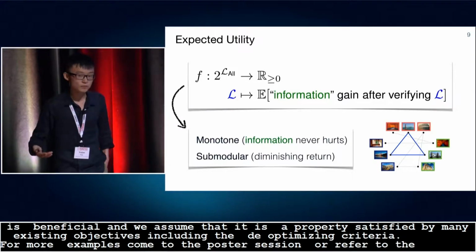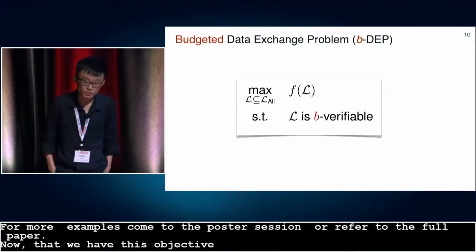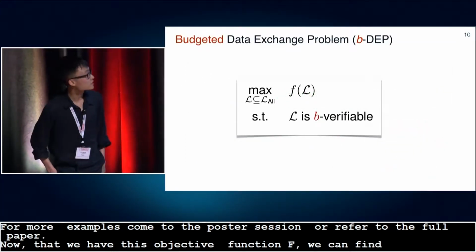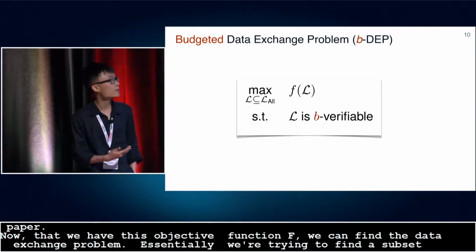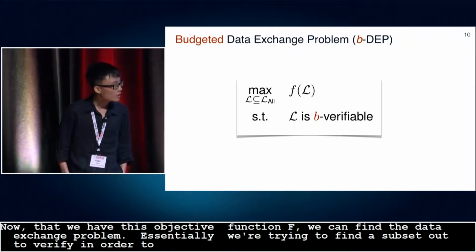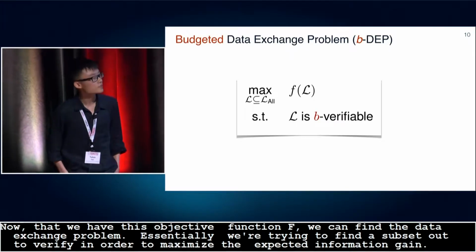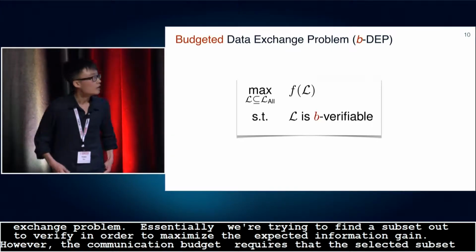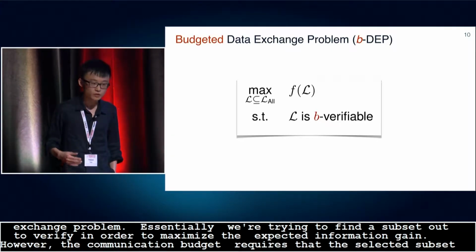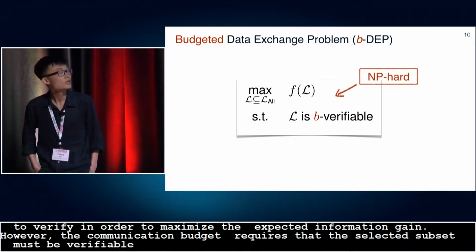Now that we have this objective function f, we can proceed to define the budgeted data exchange problem. Essentially, we're trying to select a subset of potential loop closures L to verify in order to maximize the expected information gain. However, our communication budget requires that the selected subset must be verifiable with at most B units of communication. Similar to the classical problem of submodular maximization, our problem is unfortunately NP-hard.